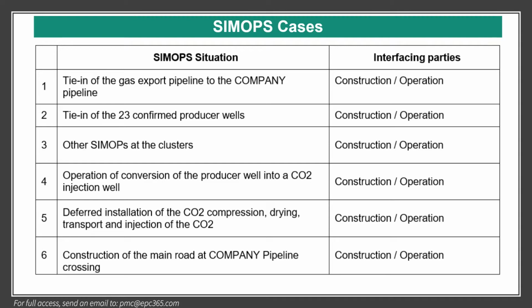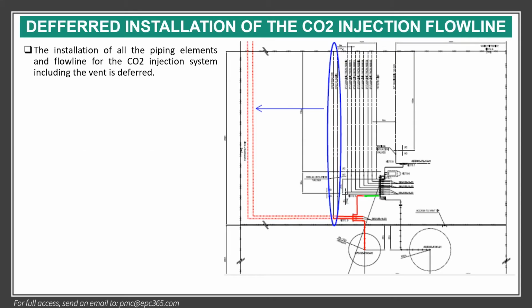So I will show you a typical SIMOP case for an onshore project. In fact, the tying of the gas export pipeline to the company pipeline, and the interface parties were construction and operation, and tying in a confirmed production well, other SIMOPs at the cluster, and operation and conversion of a producer well into CO2 injection wells, construction, operation, and deferred installation of CO2 compression, transport and injection of the CO2, and construction of the main road at the company pipeline crossing. I will explain this too, how it was.